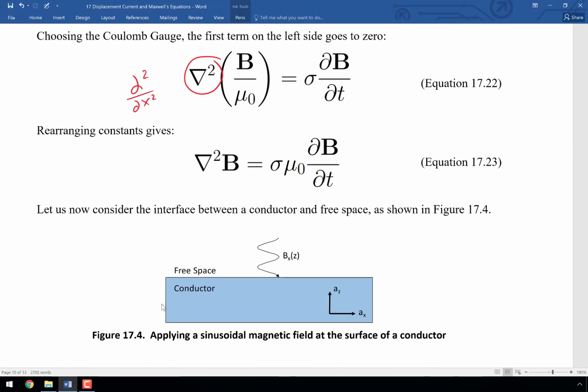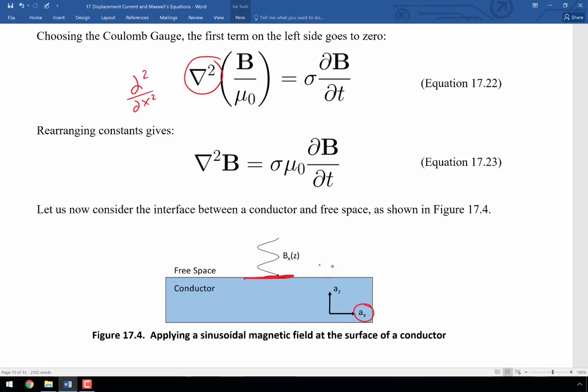So we have the blue region here as a conductor, we'll say copper, and then free space. We're applying, not a voltage, a magnetic field right at the surface of this conductor. That magnetic field is being applied right at the surface here, and we're going to call it B sub x of z, because it's moving back and forth in the x direction.